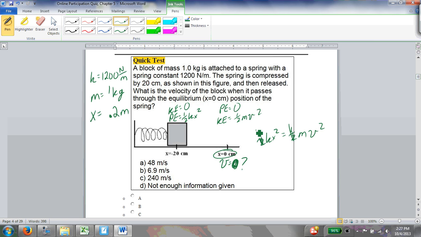I'm looking for the velocity. That's going to be the square root of 1200 times x squared, that's 0.2 meters squared, being very careful to convert this into meters, divided by my mass, which is 1 kilogram. We get 6.9 meters per second. That's going to be B.